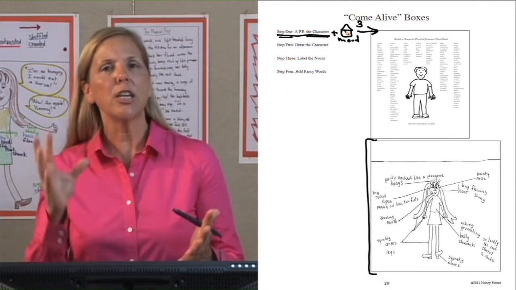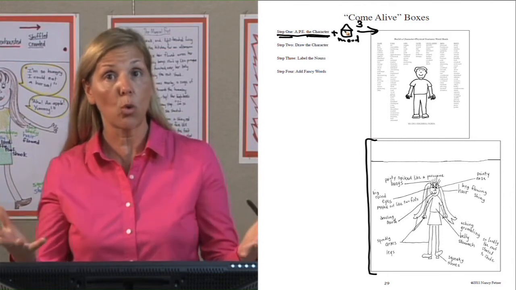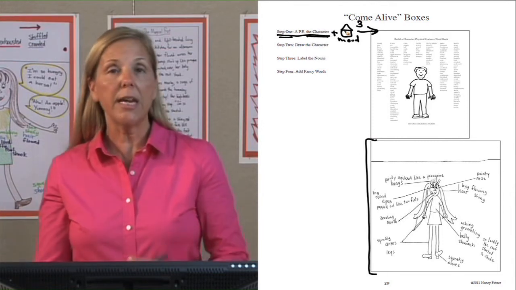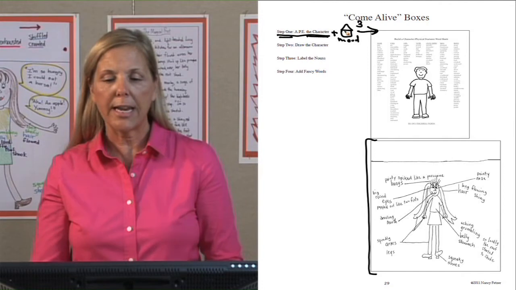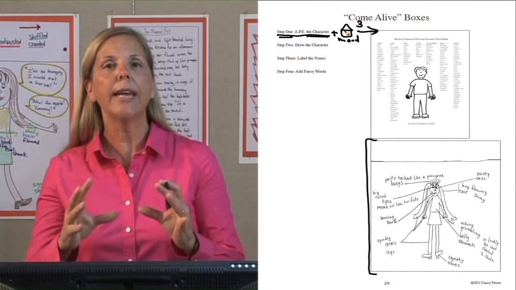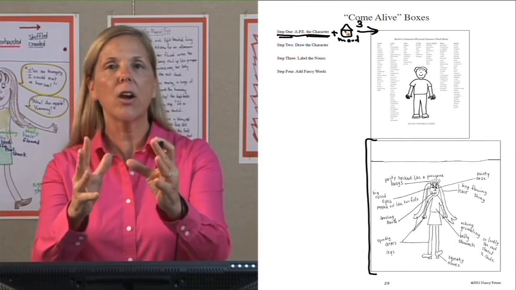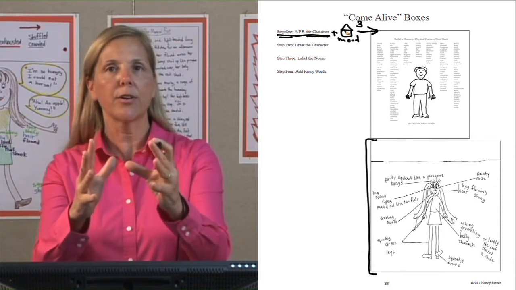Remember I suggested that you would connect the Come Alive box to your language arts story, the focus story that you were working on, which could be a short story or novel that you're reading, and you want to pull a character from that. In the beginning of the year, I usually suggest, let's go to one part of the story. Let's take our character right there and make our character come alive.